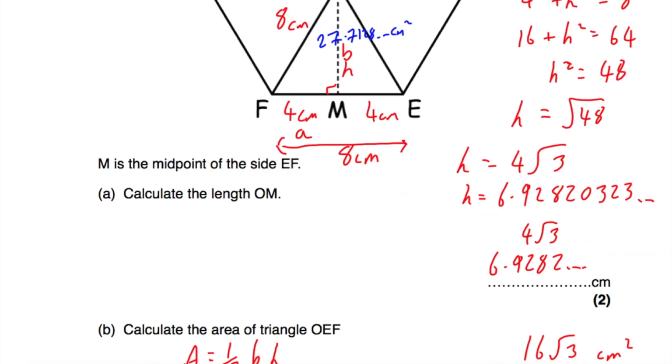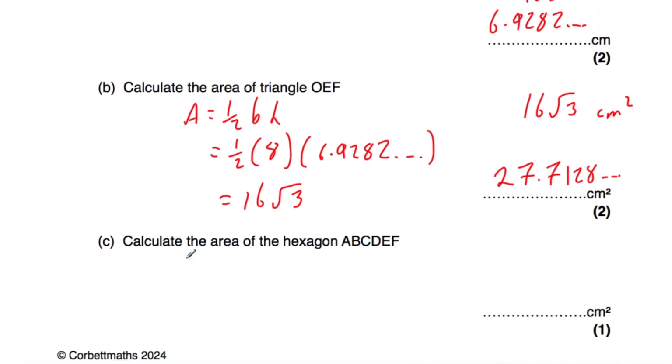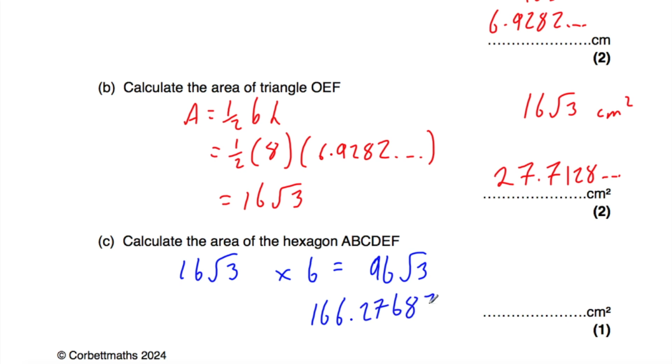So let's take our answer to part B, the area for the triangle, which is 16 root 3, and multiply that by 6. Or remember, we could do 27.7128 and so on. Don't round it, multiply by 6. And whenever you multiply the area by 6, that's equal to 96 root 3. And as a decimal number, that would be 166.2768775 centimeters squared.